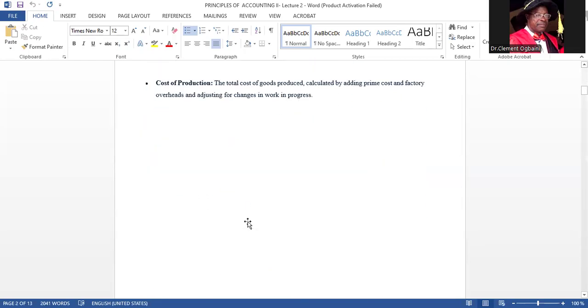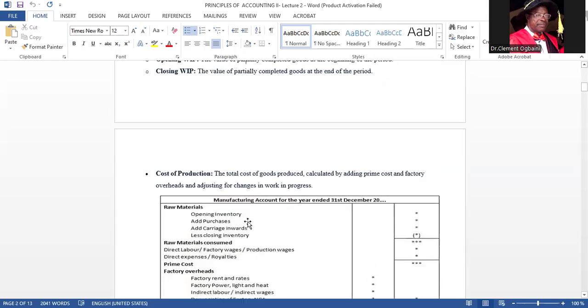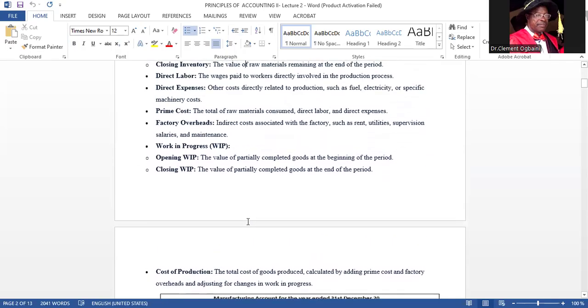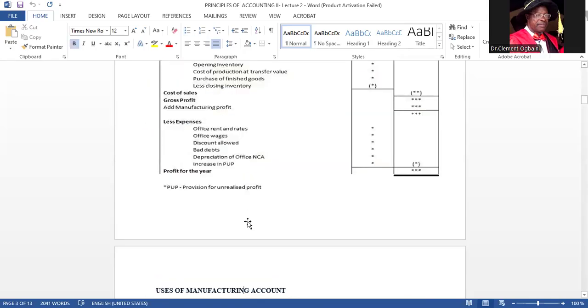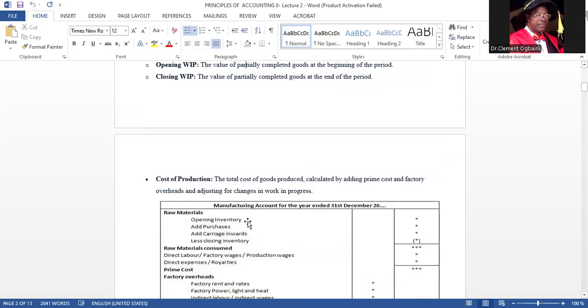Also, like we said before, you will have work in progress. But you remember in trading profit and loss account, there's nothing like work in progress. All you have is opening stock and closing stock. But in manufacturing account, we have opening stock of raw material and closing stock of raw material. And we have opening stock of work in progress and closing stock of work in progress. We have opening stock of finished goods and closing stock of finished goods.